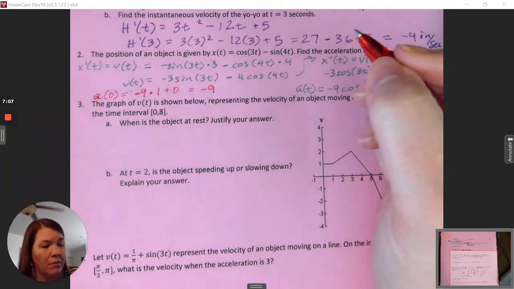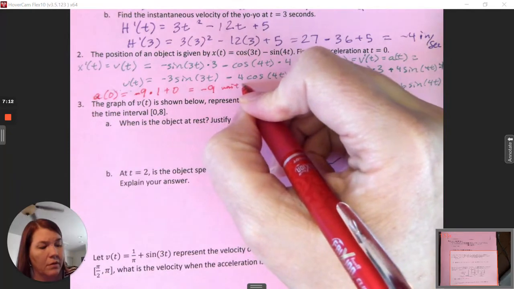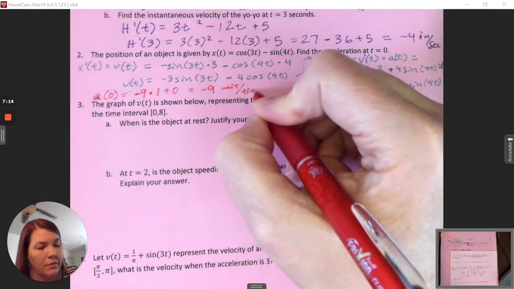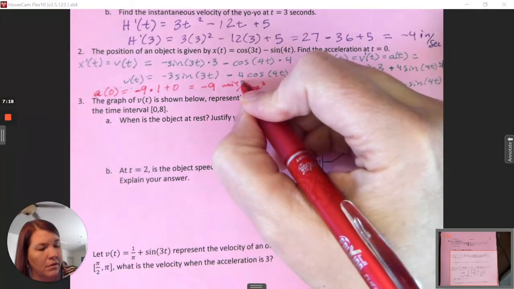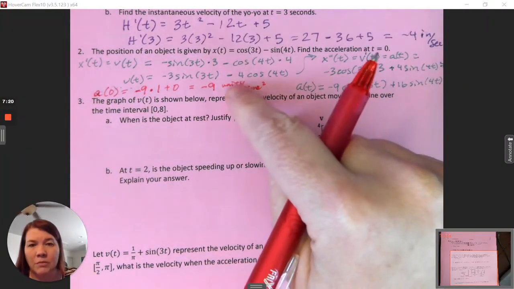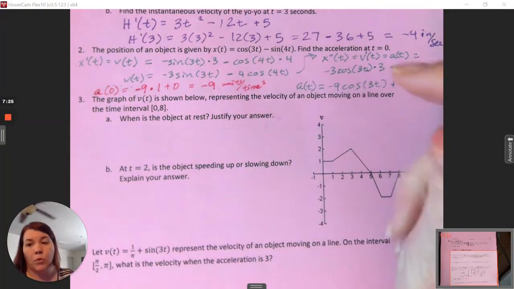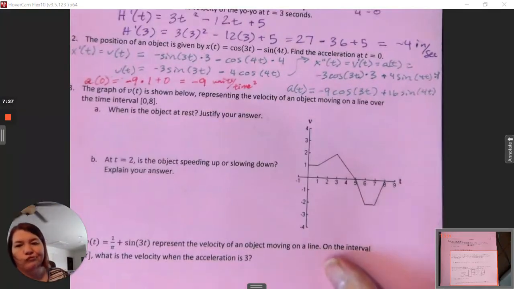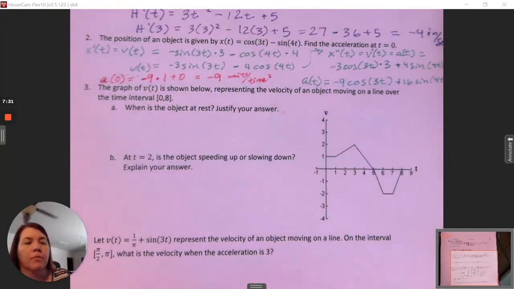So I'm going to go units per time squared, whatever that is. Doesn't give me any information, but I've got some sort of unit of length divided by time twice. All right, number 3. Okay.